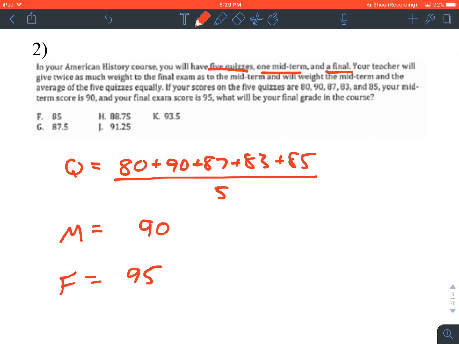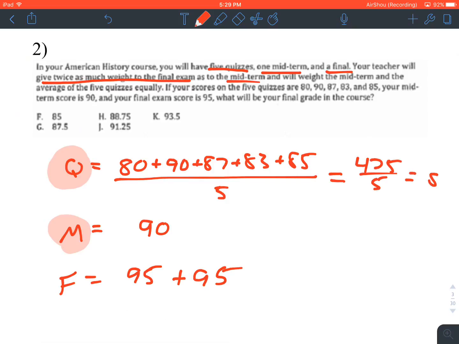Well, it says that the final is going to be twice as much as the midterm. It also says that we're going to treat the quizzes and the midterm equally. So that means that we're going to get 1 score from the quizzes, 1 score from the midterm, and 2 scores from the final because we're counting it twice. So for our quizzes, if we add up those numbers, we get 425. If you divide that by 5, we get 85.